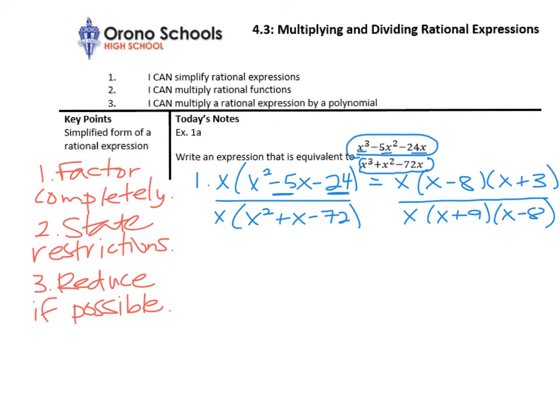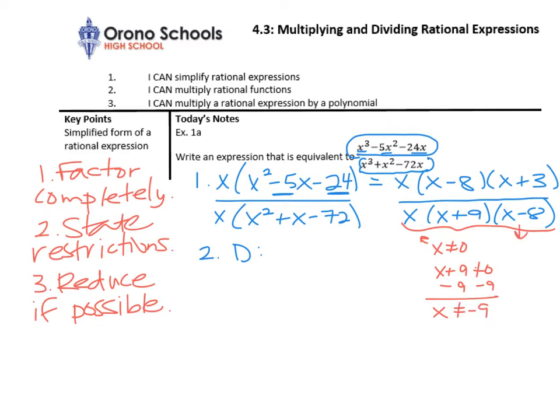Step 2, state restrictions in your domain. Taking a look at all 3 parts in the denominator, we have 3 different x's. That means there are 3 possible x values that will make the denominator equal to 0. So we'll state all of them in our domain restriction. For that first x, if we set that not equal to 0, that's automatically our first restriction. For our second x, if we say x plus 9 can't equal 0, and we move the 9 over, that means x can't equal negative 9.